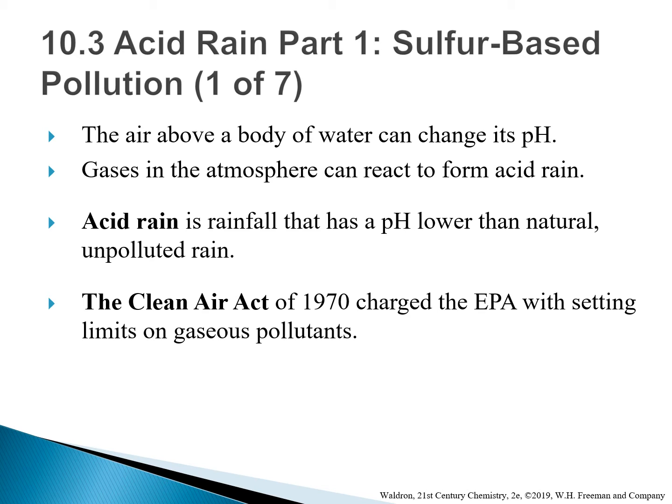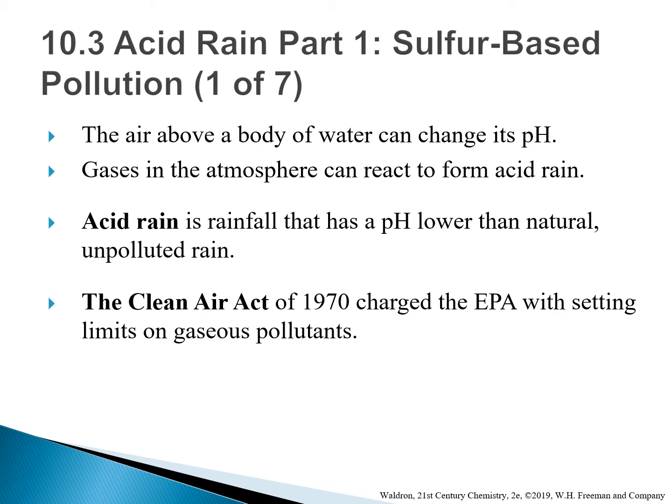Acid rain is caused by atmospheric pollution, and it results in harm to the environment. And when the temperature drops below the freezing point of water, acid rain becomes acid snow, which also harms the environment. The Clean Air Act of 1970 charged the Environmental Protection Agency, EPA, with setting limits on the amount of gaseous pollutants that can be released into the air in the United States.